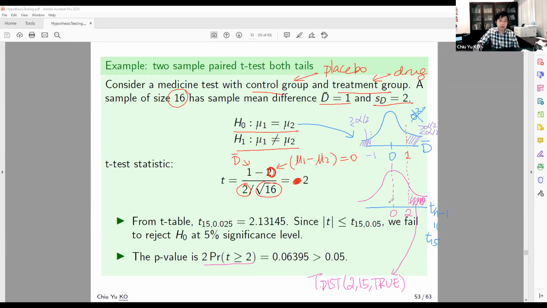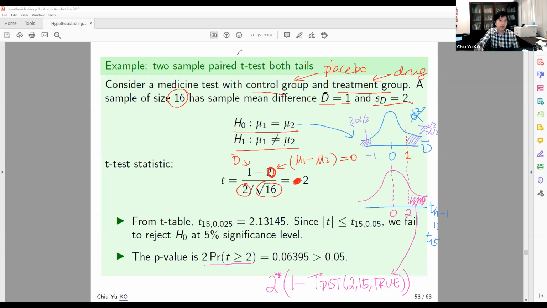Because you look at both sides, you double the area and compare it with alpha. This area is the left-hand side, so it's 1 minus this, and you have to multiply by 2. Then you compare with alpha, and it's actually bigger than alpha, 5%. At 5% we do not reject. So at 5% alpha, you cannot say the drug is useful. If you use 10%, then the drug will be useful, but at 5% not, at 1% not.